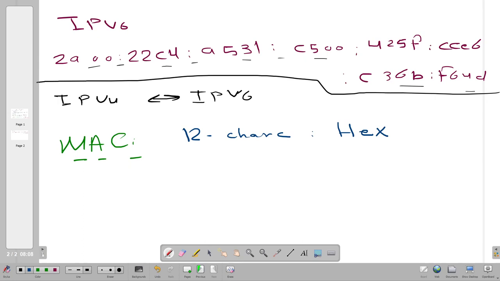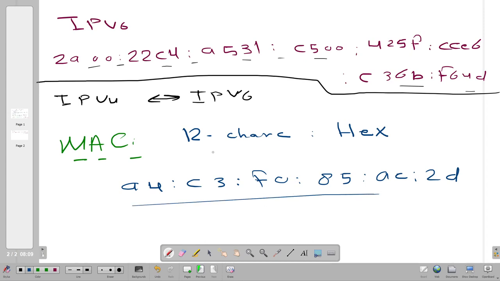Now, an example of a MAC address would be, let's say, A4, okay? So as you can see, 12 characters will be separated by colons. And the composition is 2 by 2. So A4, that's 2, C3, that's 2, one colon, and then we have 2, another colon, 85, another colon, AC, another colon, 2D. That is a MAC address. So 12 characters separated by colons, and they are combined 2 by 2. That's an example of a MAC address.